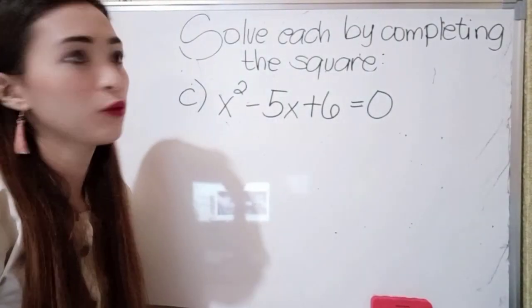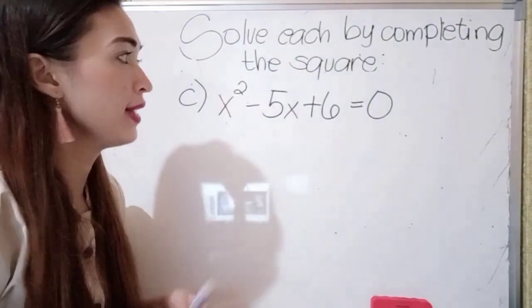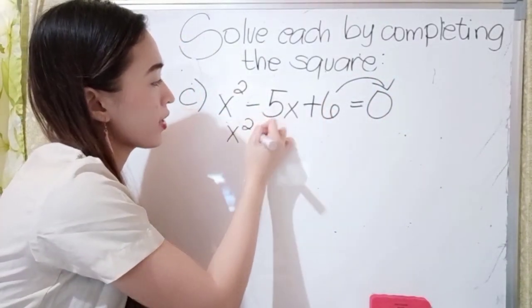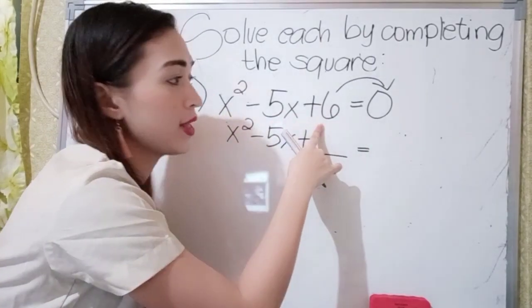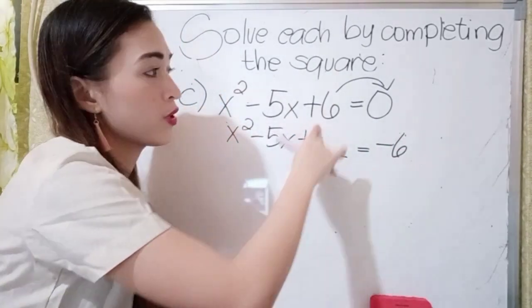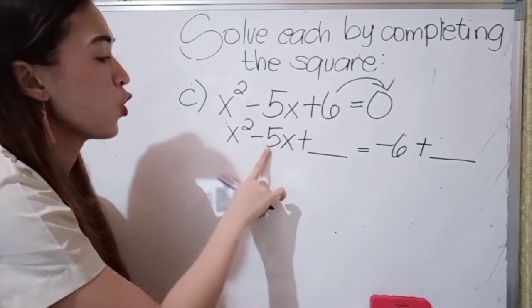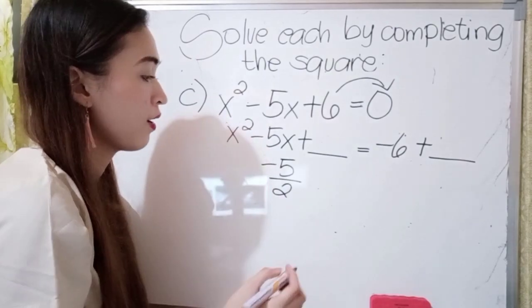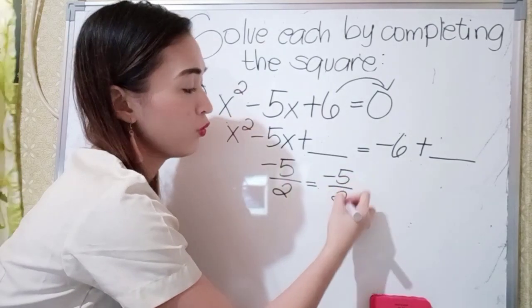For the last example, we have x squared minus 5x plus 6. So, again, let's transpose C or 6 to the right. So, it will become x squared minus 5x plus blank equals, so positive 6, transpose it, it will become negative 6 plus blank. Alright? So, our b here is negative 5 divided by 2. So, negative 5 divided by 2 is negative 5 over 2.